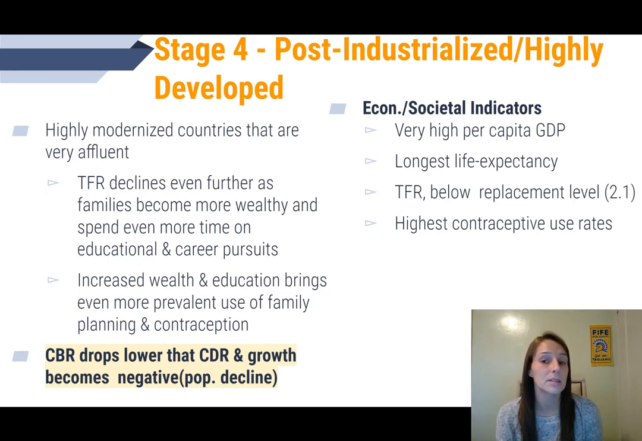And some economic and societal indicators that we will see is a very high per capita GDP. These people are going to have the longest life expectancy. The total fertility rate is below that replacement level. So we're having less than 2.1 children per family on average. And again, as I said, this is going to lead to a decrease in the population. And in these countries, we tend to see the highest contraceptive use rates, which is contributing to this really low total fertility rate.